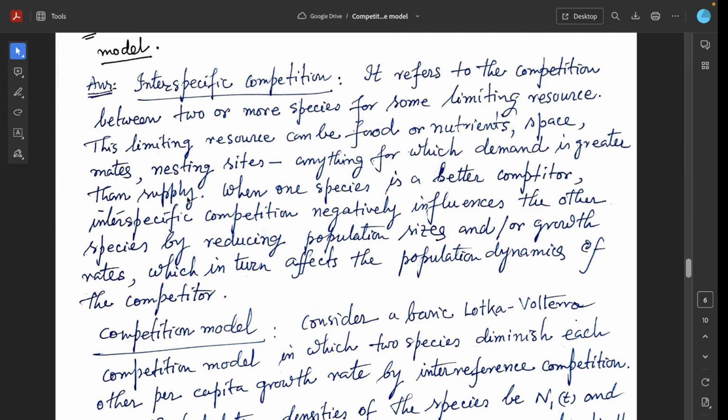When one species is a better competitor, interspecific competition negatively influences the other species by reducing population sizes and/or growth rates, which in turn affects the population dynamics of the competitor.